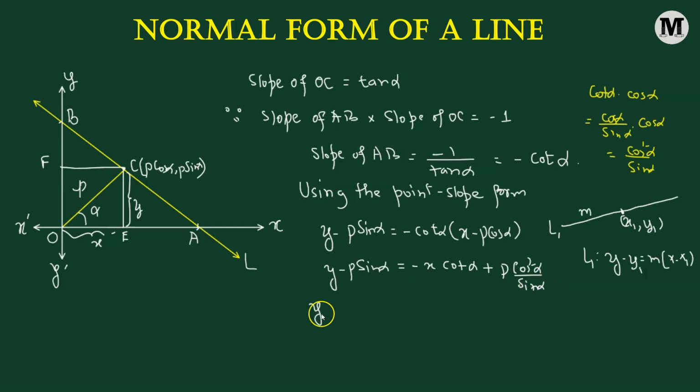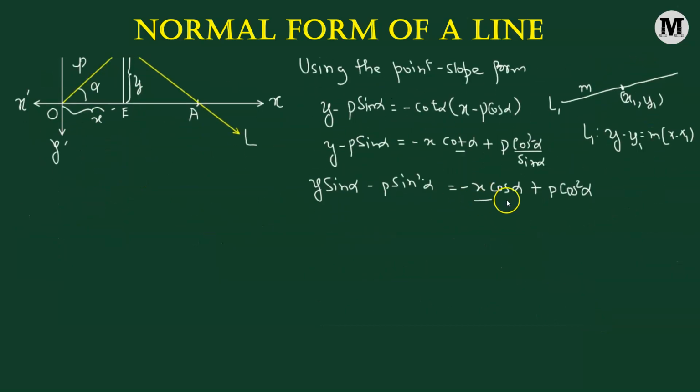Now let's multiply throughout with sine alpha. So we're going to get y sine alpha minus p sine squared alpha equals negative x. Now we have to multiply cotangent of alpha with sine alpha. So that's simply going to leave us with cosine of alpha, added to p times cosine squared alpha. Okay, so let's rearrange the terms. We're going to transpose negative x cosine alpha to the left hand side, and that's going to give us x cosine alpha. We're going to keep the first term on the left hand side, which is y sine alpha, as it is. And then we're going to transpose negative p sine squared alpha to the right hand side and combine it with p cosine squared alpha.